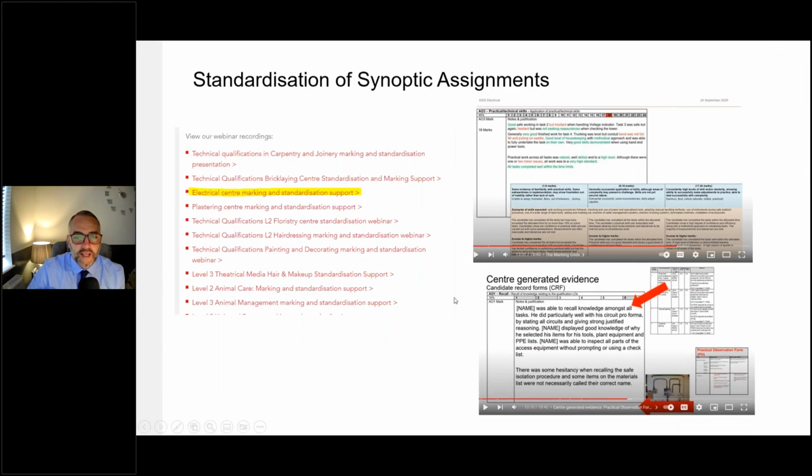So further on from standardization, this year we have created an additional marking standardization video, and that's again on the website. That one's for electrical. We've got several others, and others are coming along as we speak. It's very similar to the ones on the previous slide. It's just using a past synoptic from electrical to make the same point. So you may get a little bit more from this because it's in context, but pretty much the message is the same.